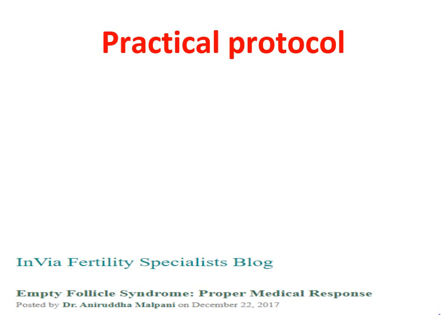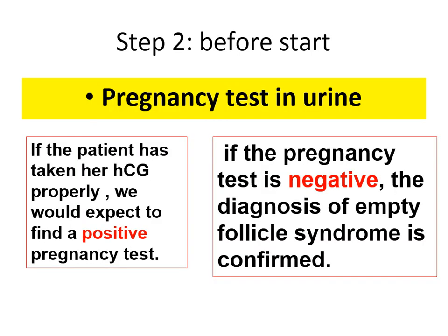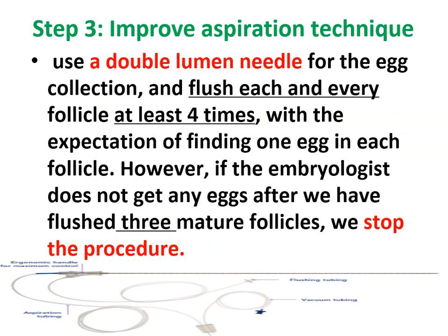Some authors described a practical protocol. Step 1, you have to check proper HCG administration, dose and duration. Step 2, make a pregnancy test in urine. If it is positive, this means a good level of HCG. If it is negative, you have to expect empty follicle syndrome.